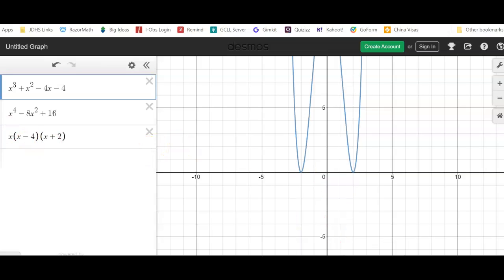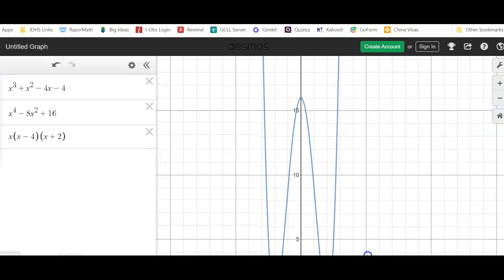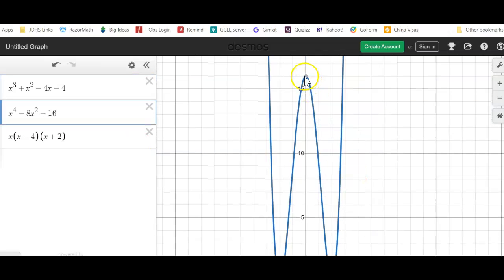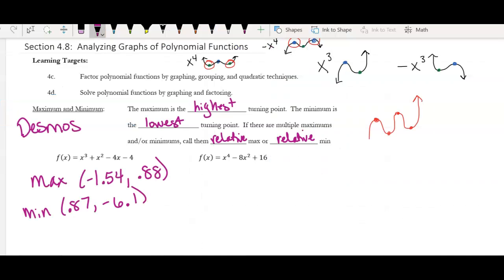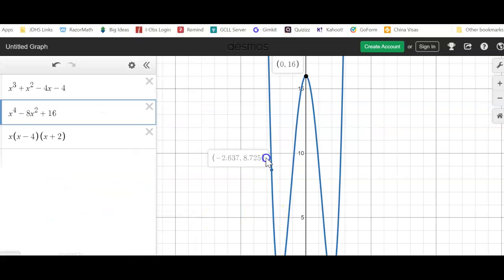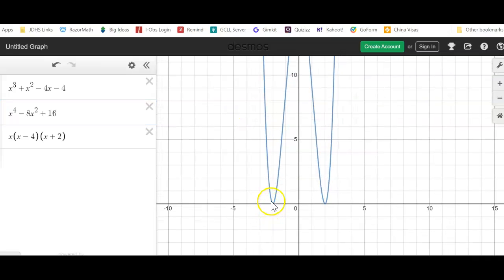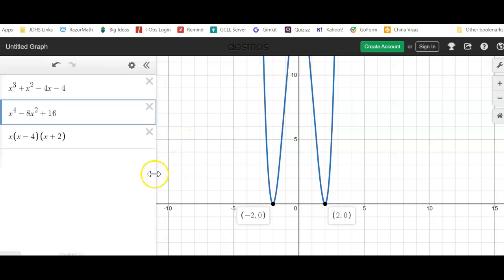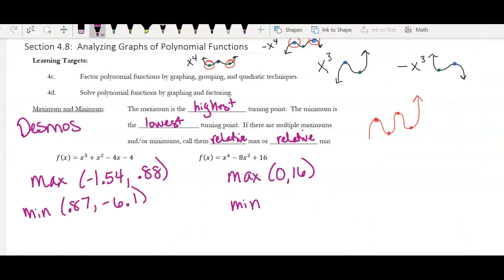Let's look at the second one. Okay, so the second one, here's my max up here. And this one is an exact point, 0.16. And then when we look at the next one, there's 2 relative mins. And they are exact points also. Negative 2, 0, and 2, 0. That will not always happen, but it's nice when it does. So negative 2, 0, and 2, 0.